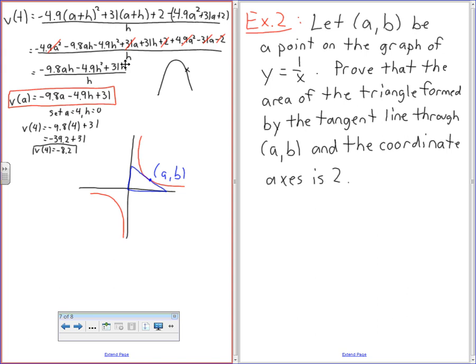So we have a point on the graph, any point that works. That's amazing when you think about it, right? If I pick this point up here, it still works. Pick this point over here, it still works. It's very cool that this actually works. It's like it's magical.